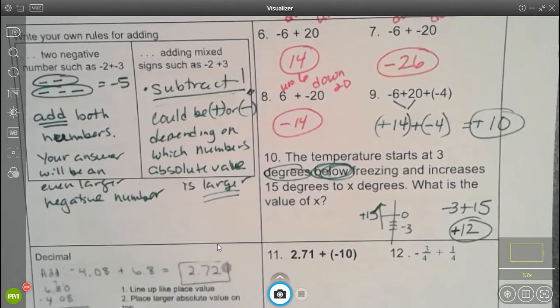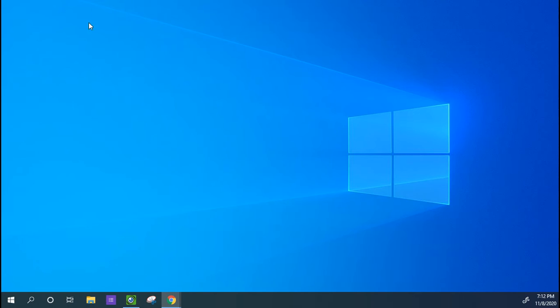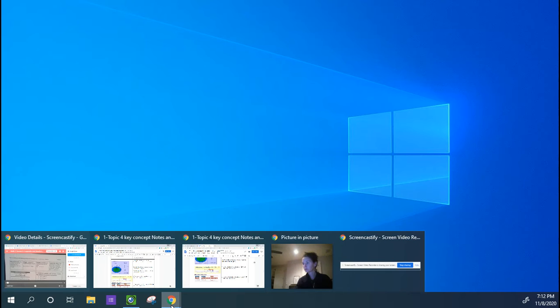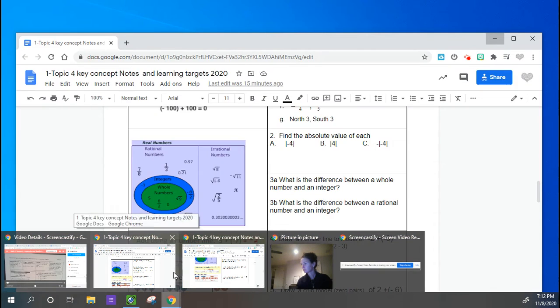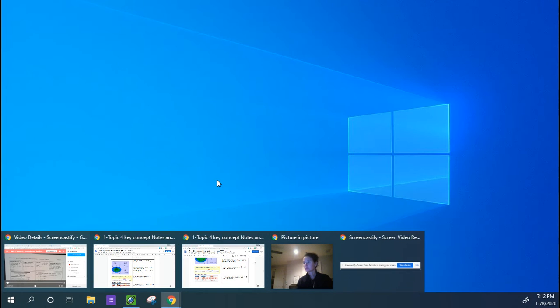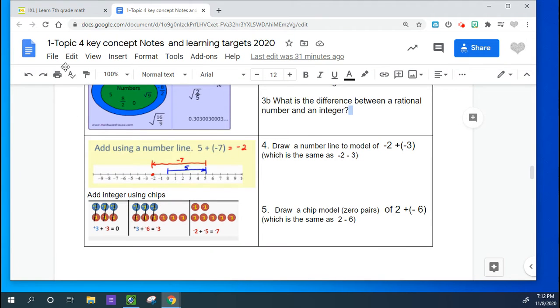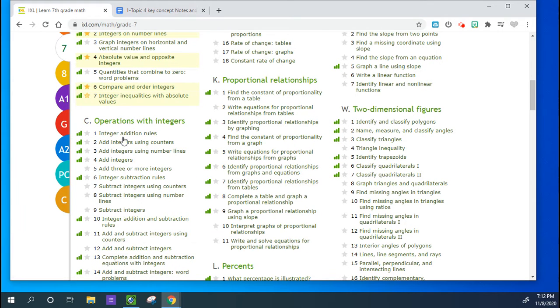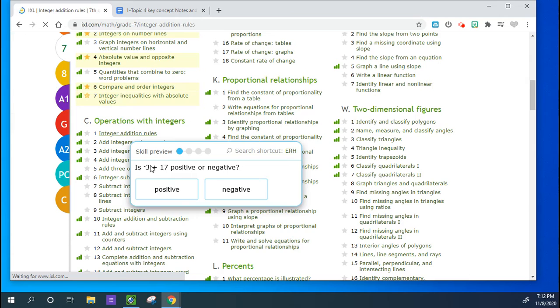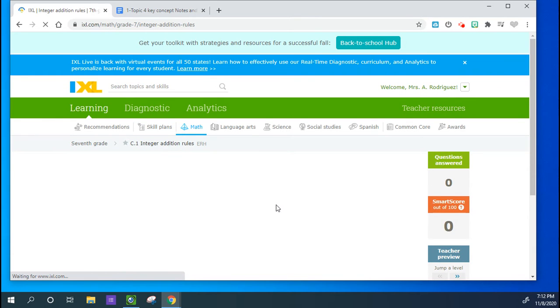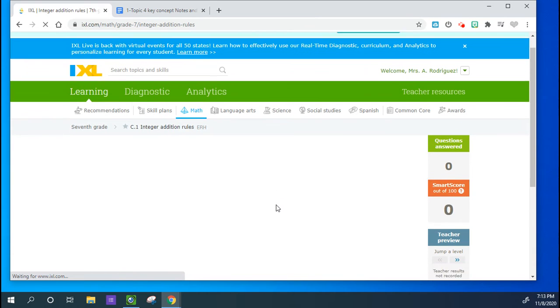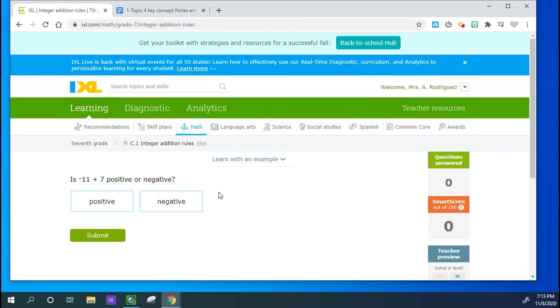Super easy. We're going to do some practice on IXL. So look at this. So here it is. It's going to start off with just looking at problems like this, and you're just saying, which is it going to be? What do you have more of? So I have a negative and a positive. I have more of the negatives, so my answer would be a negative.